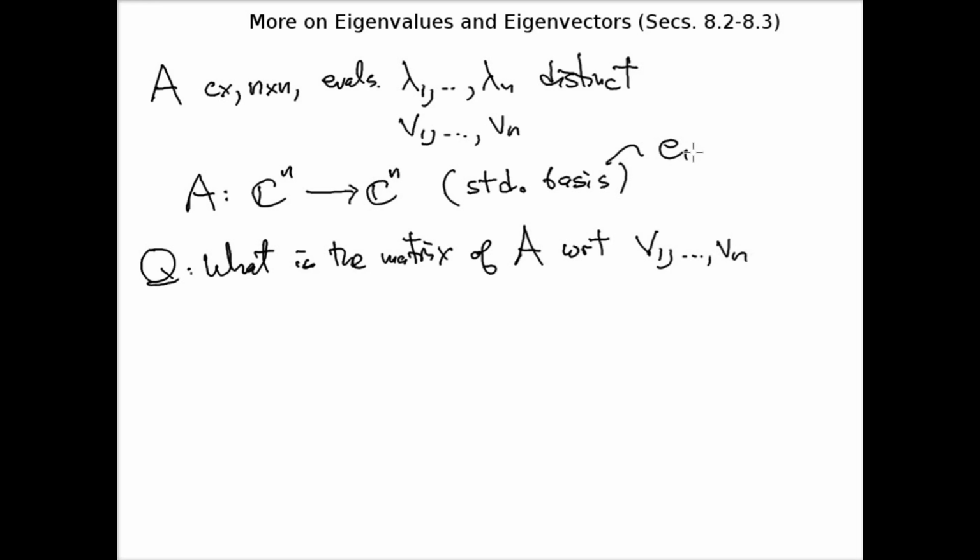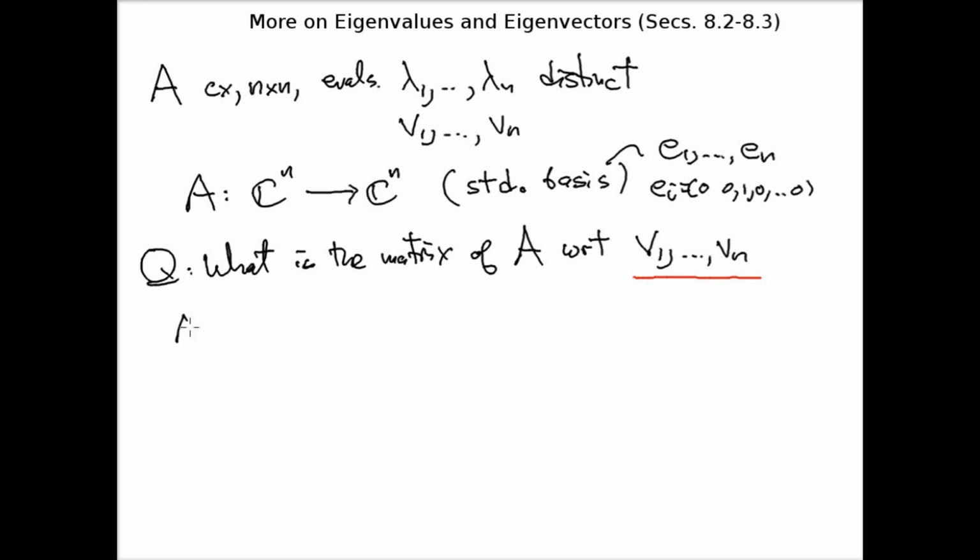So the standard basis here, let me just remind you, is of course e1 through en, where ei is 1 in the ith spot and 0 everywhere else. Well, when you have a linear transformation, you can use whatever basis you want. So it's my prerogative to use this basis, v1 through vn. And what is the matrix?